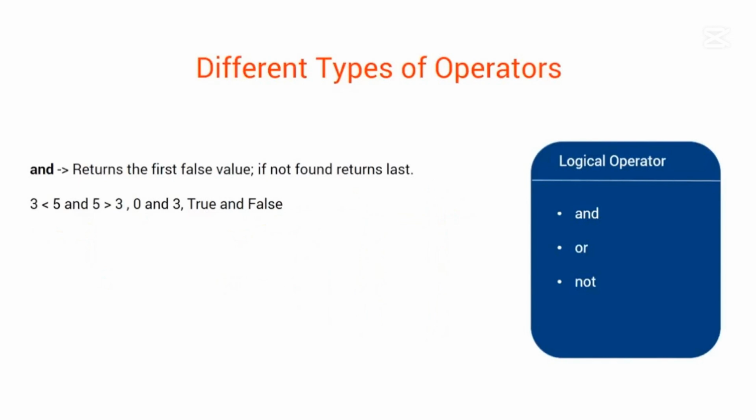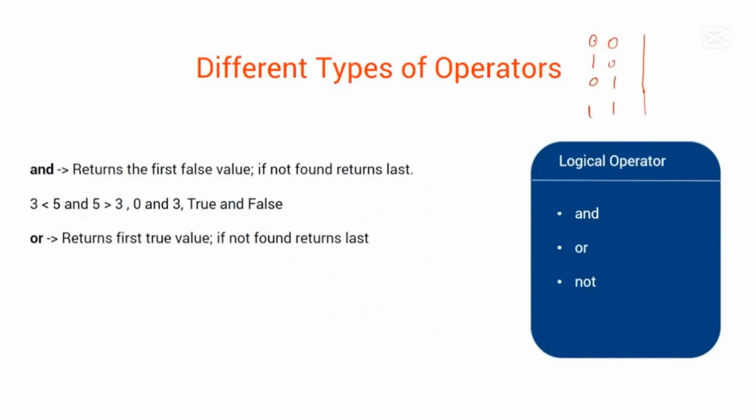Let's move to the second operator in logical operators, that is the OR operator. The definition of the OR operator in Python is: it returns the first true value, and if not found, it returns the last. Let's work this definition on our logic case example.